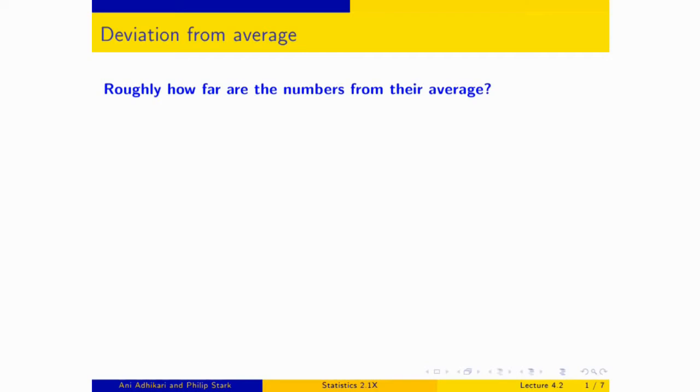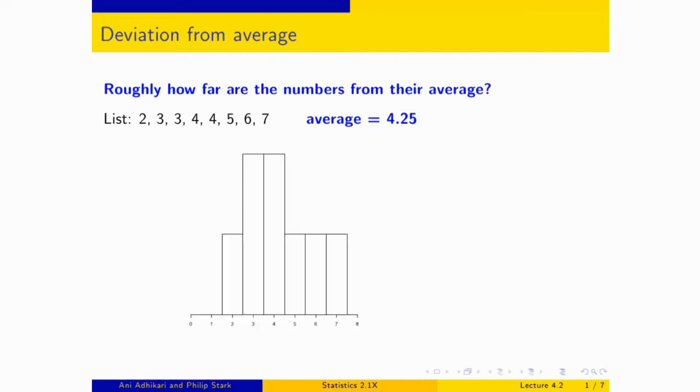So let's take as an example a simple little list, 8 numbers in the list. Average is 4.25. There's your histogram. Equal bars at 2, 5, 6, and 7, and then double the size at 3 and 4. And what we're going to do is look at how far these numbers are from their average.